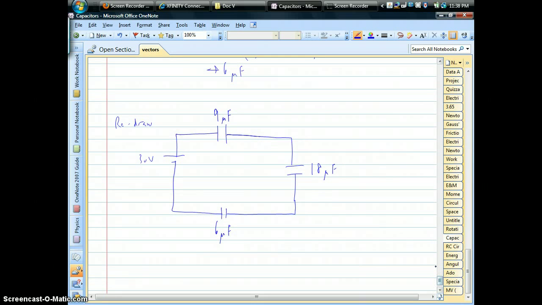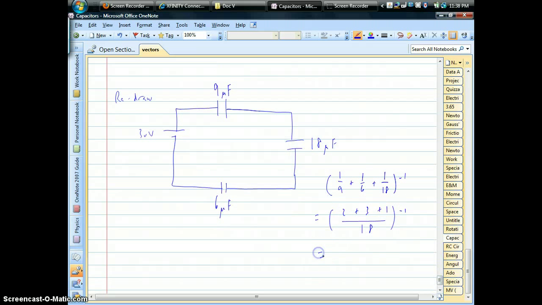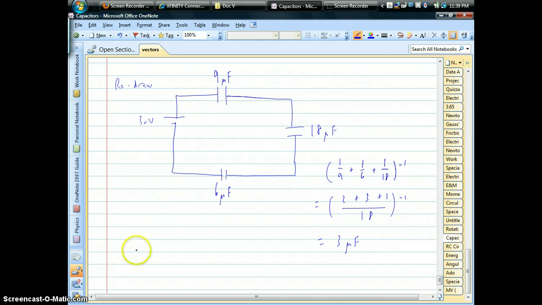Now we can treat these as individual capacitors. We have series. We actually have to go ahead and do the reciprocal rule again. We have 1 over 9 and 1 over 6 and 1 over 18. Let's see, that's going to be 2, 3, and 1 all over 18, which means we'll have a total of 3 microfarads. We can find the total charge.